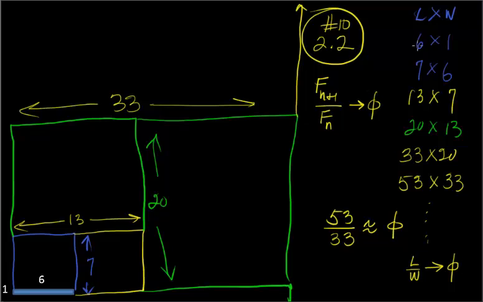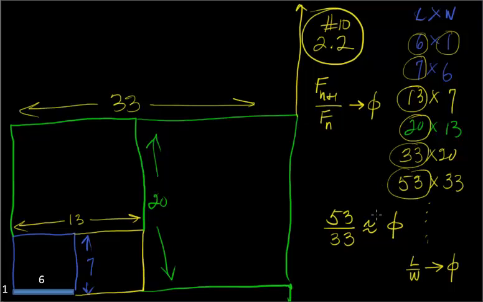Well, notice what we did here. We started with 1 and 6. We added them to get 7. We added 6 and 7 to get 13. Then added 13 and 7 to get 20. Added 20 and 13, added 33 and 20. So this really is a geometric example of problem 10 in 2.2.